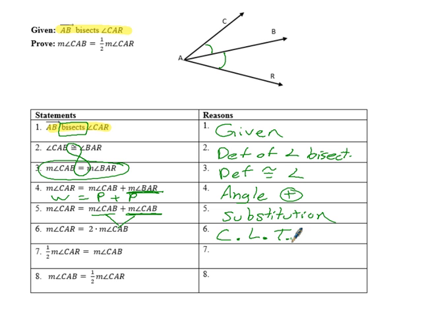And remember what we're trying to prove. We're trying to prove that angle CAB is equal to 1/2 the measure of angle CAR. So now I need to get this to become 1/2. To get rid of this 2, divide both sides by 2. So that's my division property of equality, or my division PO. You can write it that way to abbreviate. And finally what happens is these two things here are just switching places. That is our symmetric property.